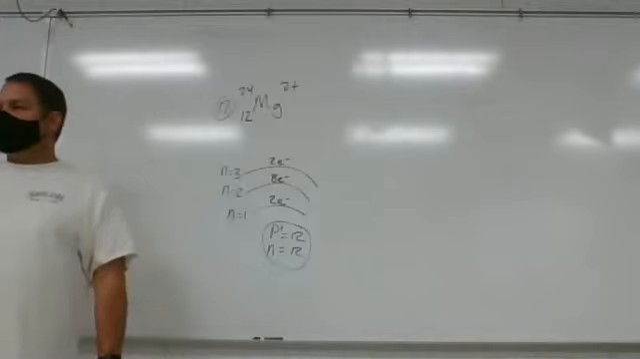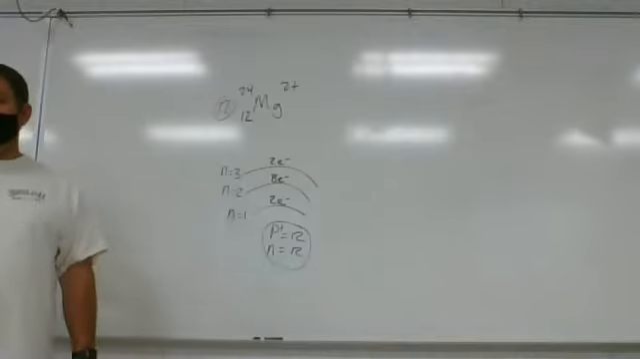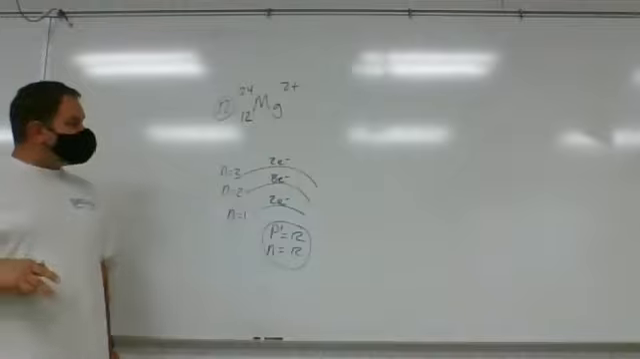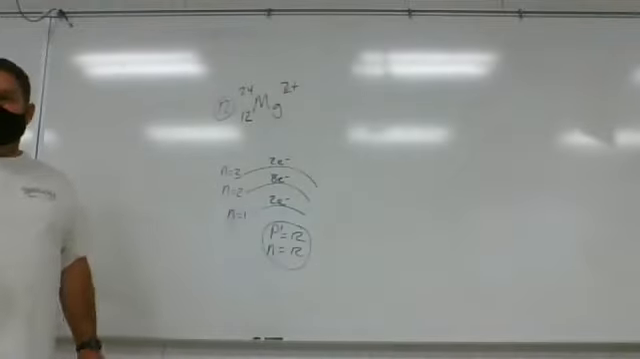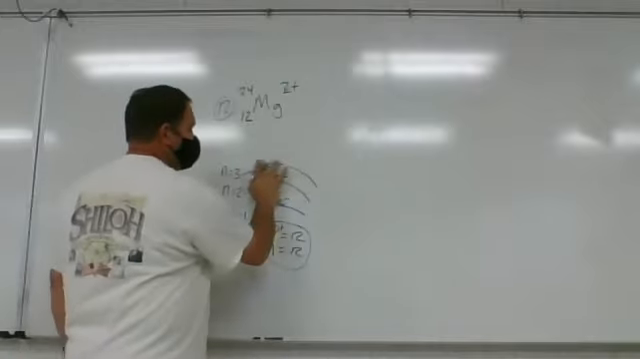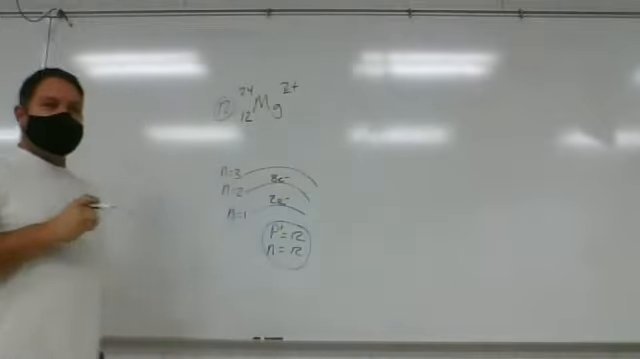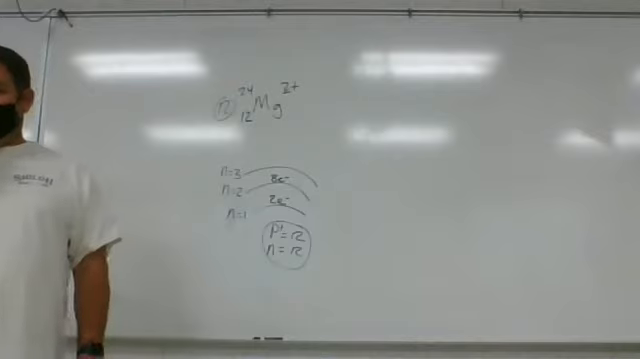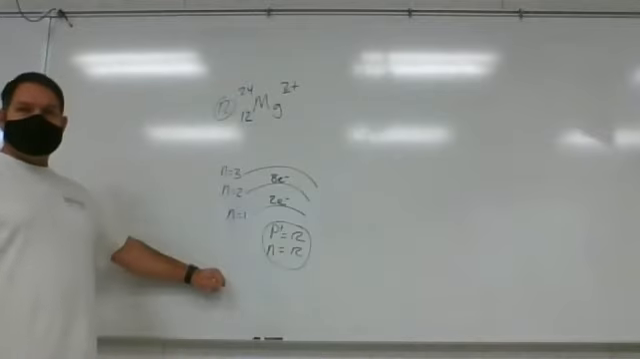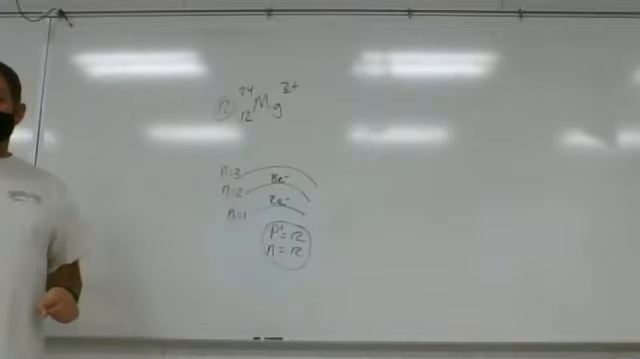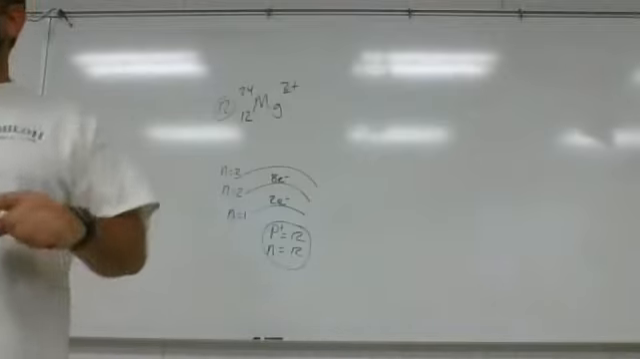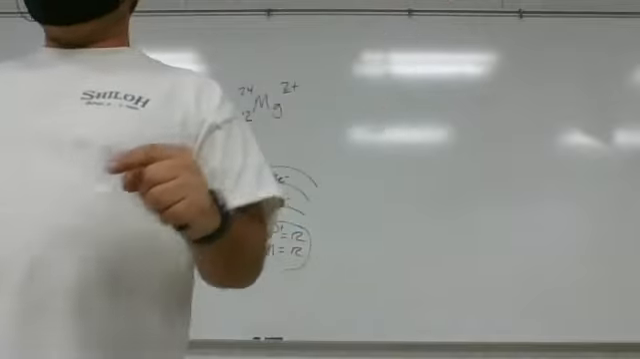This would be normal neutral magnesium, but this is an ion. So what do we know that's going to happen based on that positive 2 charge? We're going to lose 2 electrons. We lose the outer electrons first. The electrons furthest from the nucleus are going to be lost first. That is known as ionization. Okay, so we're going to ionize these electrons first.